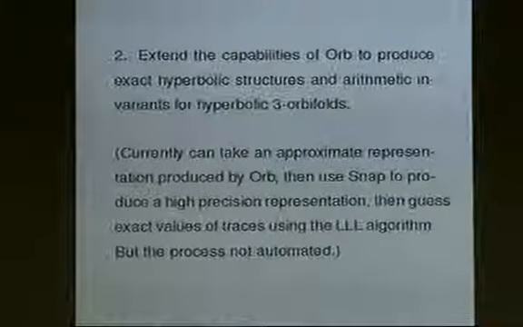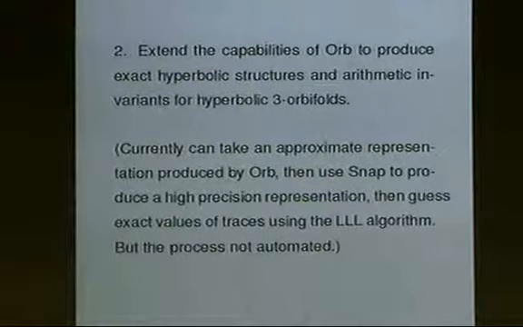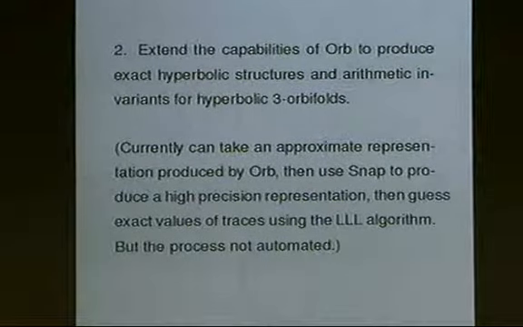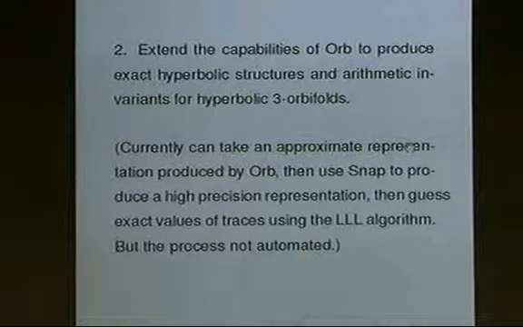Okay. Another computational question I think is interesting is to try and extend the capabilities of Orb. For instance, we'd like to have a version which finds exact hyperbolic structures and arithmetic invariants. SNAP does these things for closed manifolds and cusped manifolds, but we don't really have a good way of doing this for orbifolds. There is a way you can actually try to do this kind of thing using SNAP.